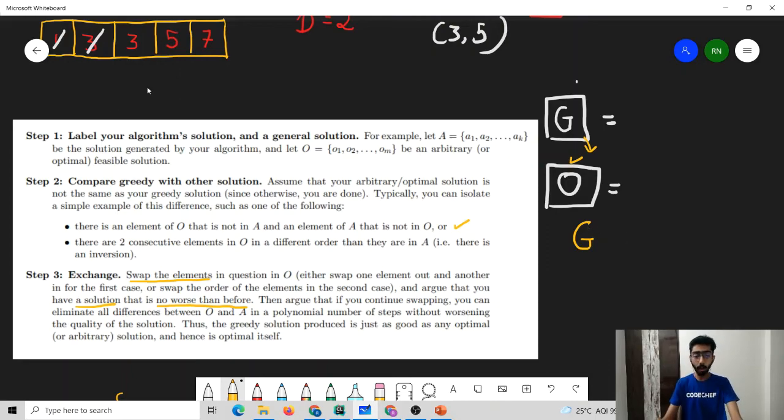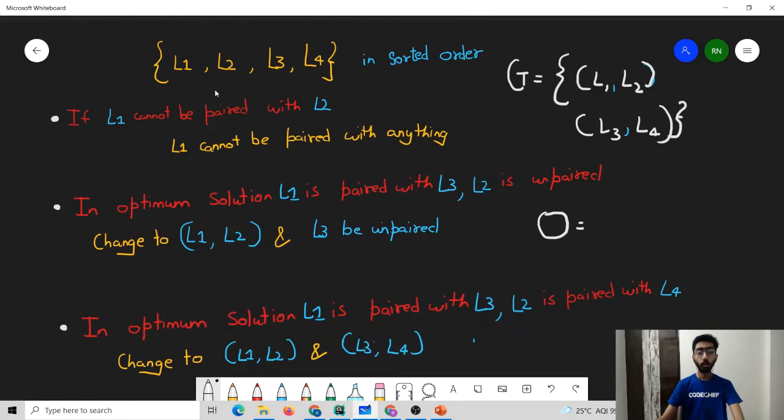Let us try to apply these 3 steps for the problem we have. So what we are going to do is follow all the given steps. What was the first step? We have to label one solution as our greedy solution and one solution as the optimum solution. So we will consider a few cases.